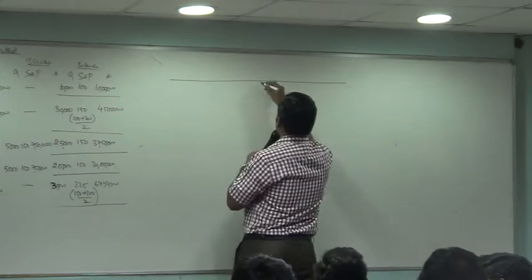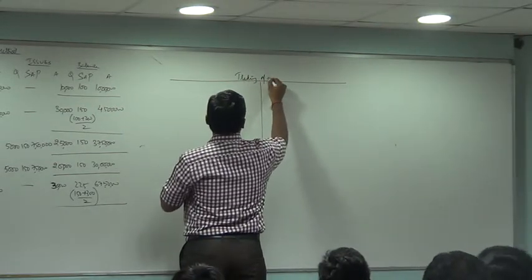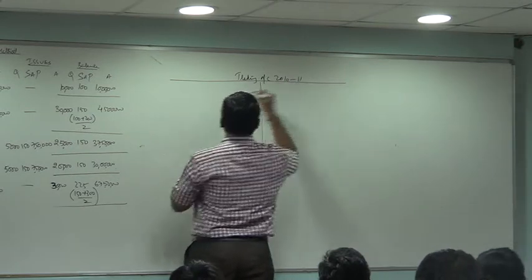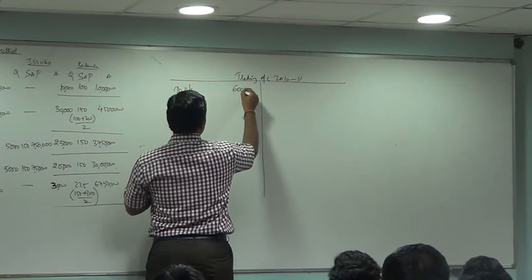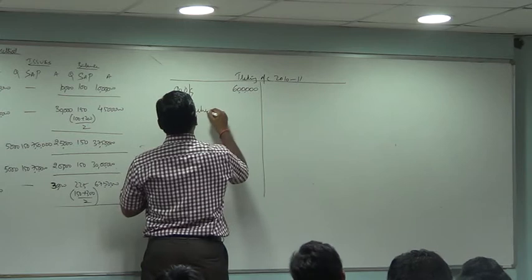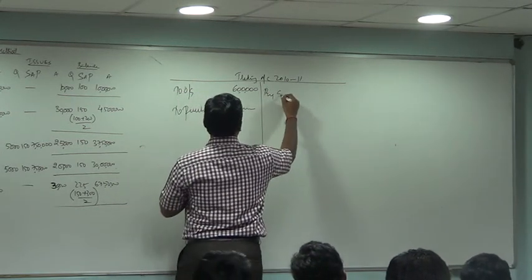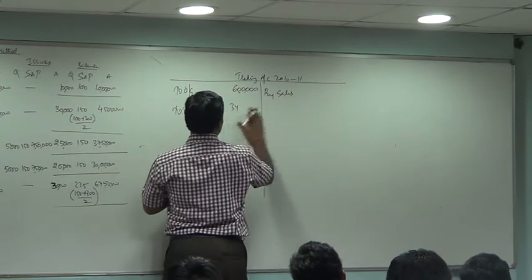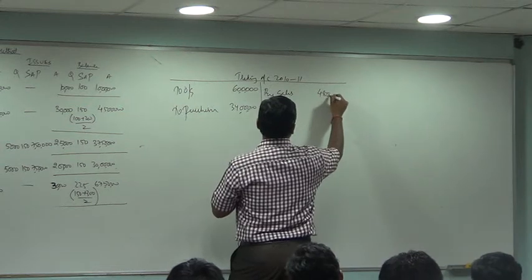Look at the board. I will prepare the trading account. For what year? 10-11, no? Tell me what was the opening stock? 6 lakh. Purchases? 34 lakh. Sales? 48 lakh.